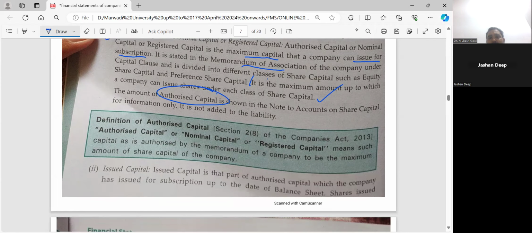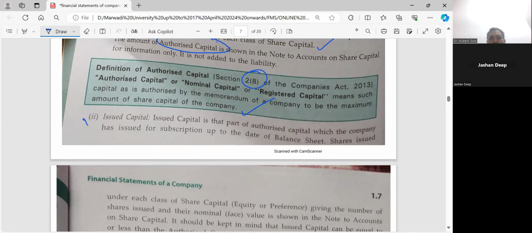So the definition of authorized share capital as per section 28 of the Companies Act 2013: authorized capital means such capital as is authorized by the memorandum of association of the company to be the maximum amount of share capital of the company.